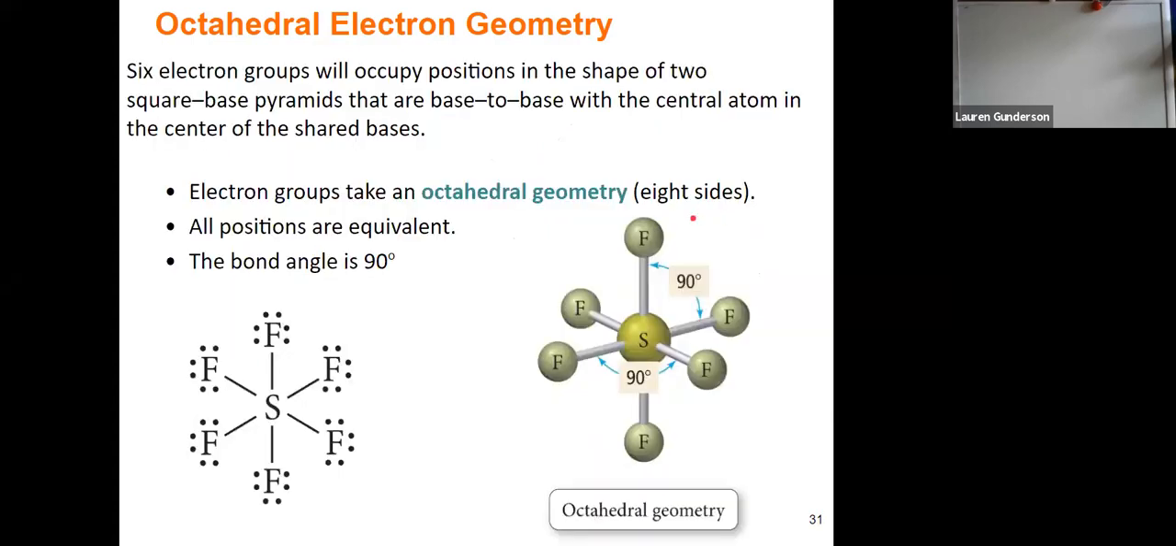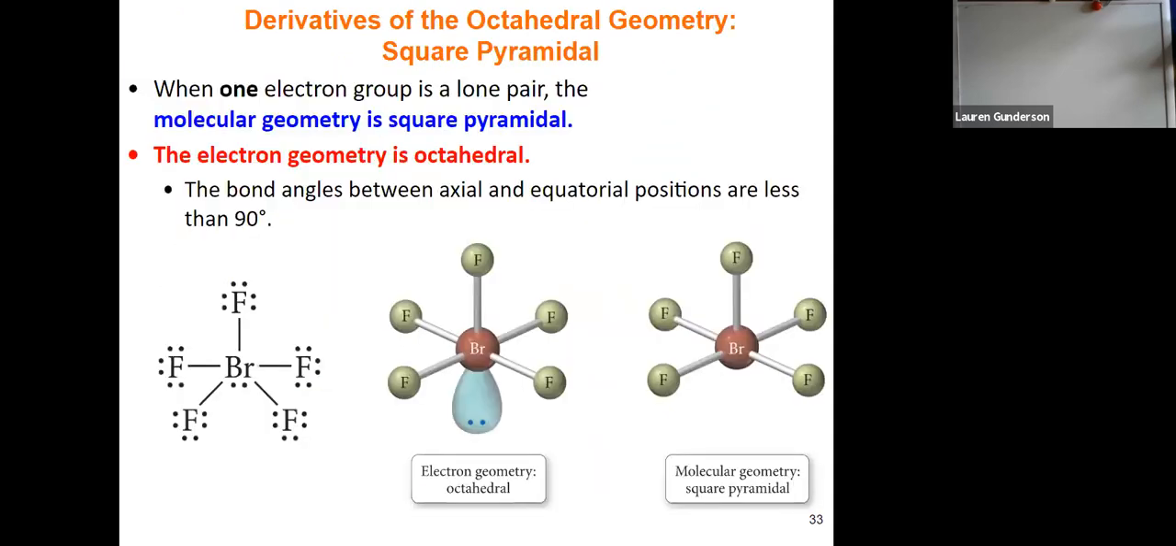An octahedral geometry has every terminal atom exactly 90 degrees from every other terminal atom. Okay, all positions in an octahedral geometry are equivalent. All right, now we're going to start looking at the derivatives because obviously it can't stay as easy as everything is equal and 90 degrees from one another.